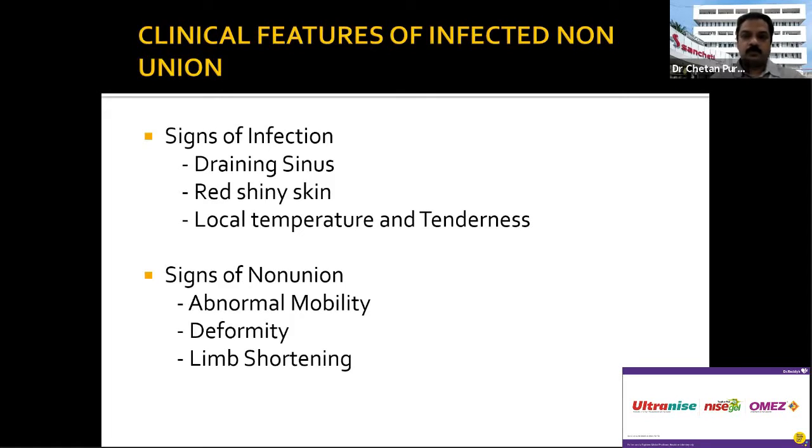As it is in most non-unions. And the clinical signs, of course, are abnormal mobility if there is no implant which is holding the fracture ends. It is associated with limb shortening or an obvious deformity.